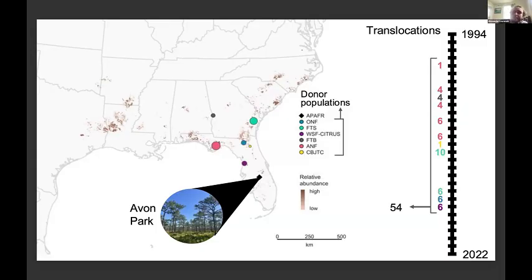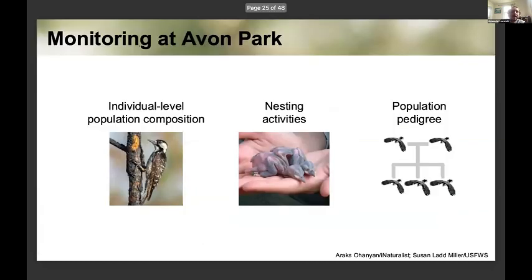Excitingly, this timeline here starts in 94 and goes through the present. Today, I'm just talking through 2022, I guess, but this population has been intensively monitored throughout this time, which is the data that facilitates my own work. And so what this monitoring looks like is pretty remarkable.